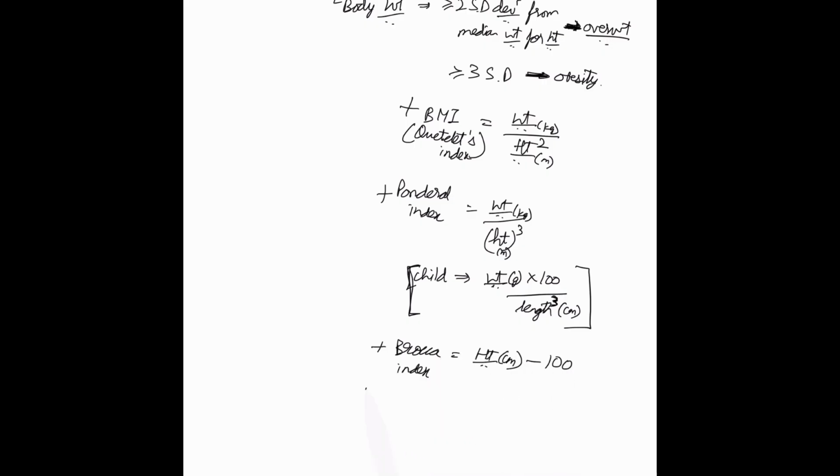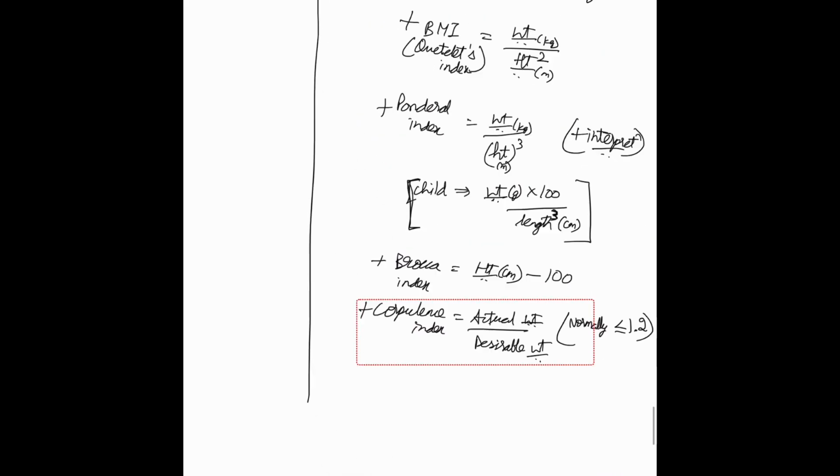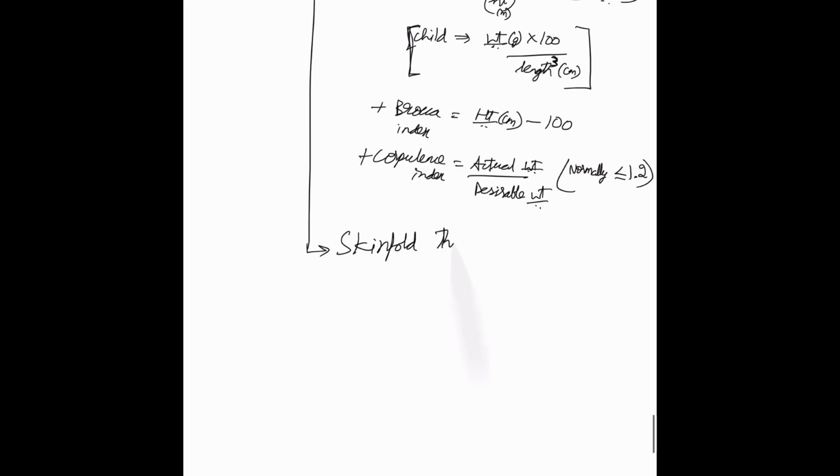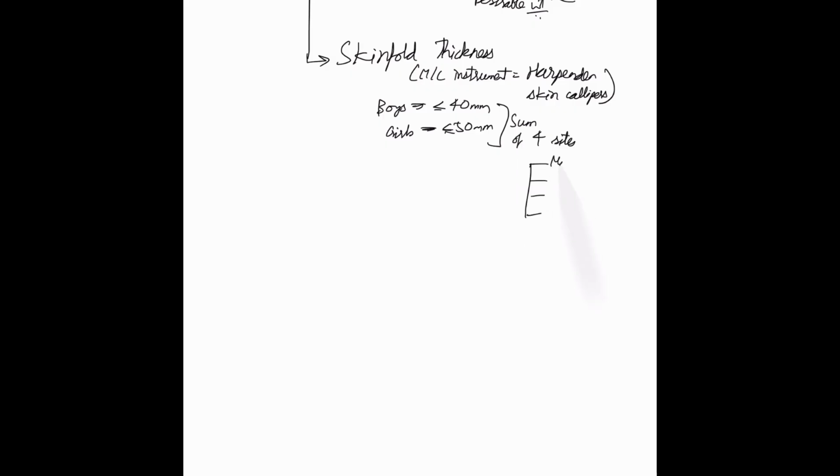For kids, you take the weight in grams, multiply that by 100 and divide it by the length cubed. Length is in centimeters. The next index is the Broca index, that is height in centimeters minus 100, and another index called the corpulence index, which is the actual weight divided by the desirable weight. It should normally be less than 1.2.